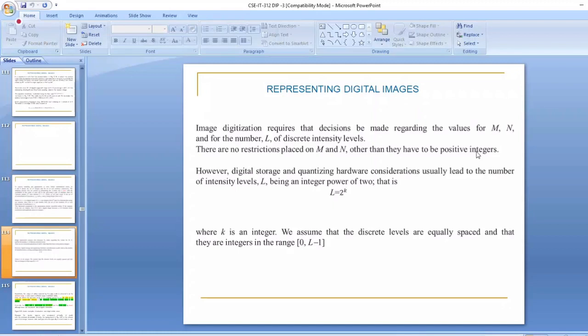If you want to store any digital image in your computer, then we have to know the size of an image. Here L, the intensity level, is an integer power of 2, and you can define it as L equals 2 to the power k, where k is an integer. We can assume that the discrete levels are equally spaced and that they are integers in the range from 0 to L minus 1. Suppose we take k is equal to 0.